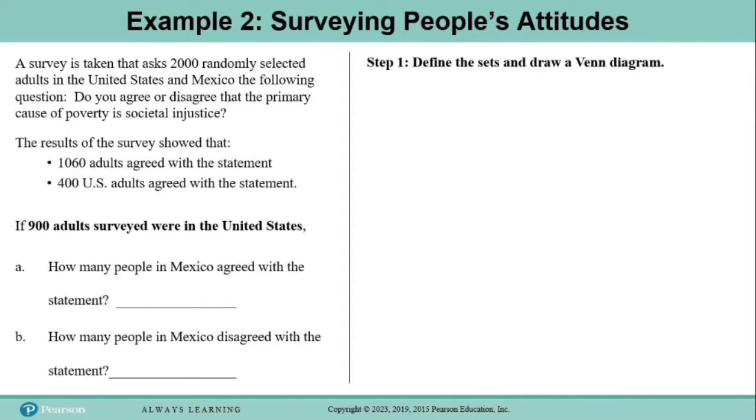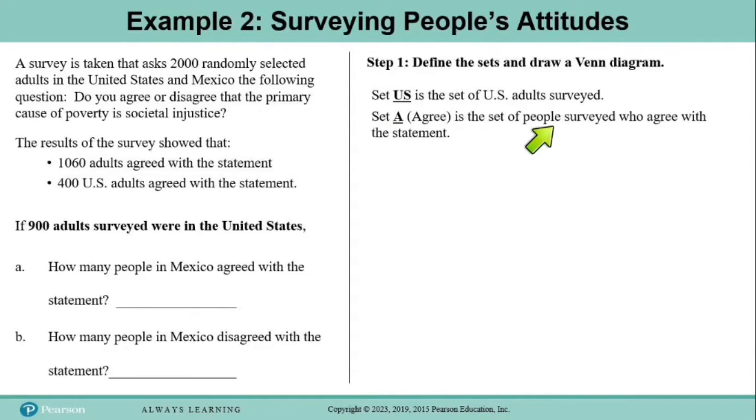Now, I know it's tempting to skip the step where you define the sets, but I really think it pays if you'll take just a minute and think about what the sets ought to be before you jump into drawing the diagram. So we're going to say here that the set US is the set of US adults that were surveyed, and the set A is the set of people surveyed who agree with the statement.